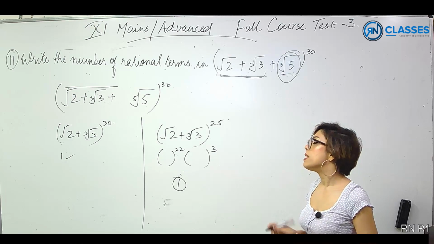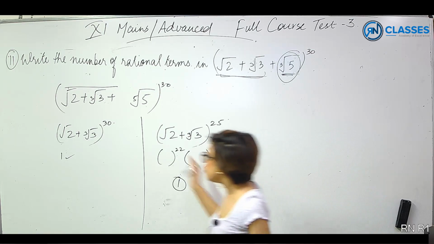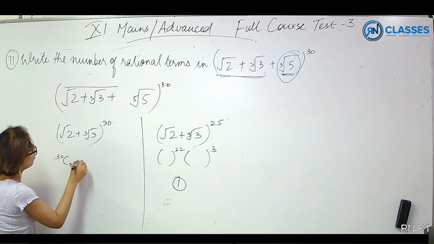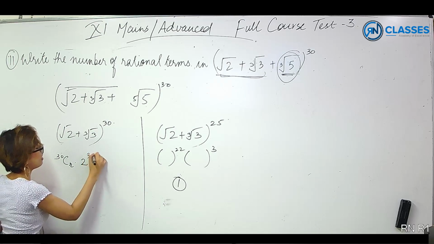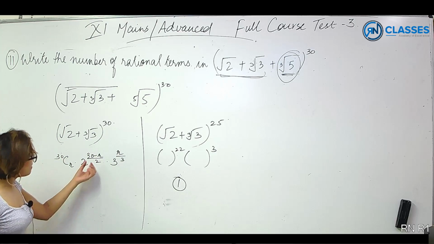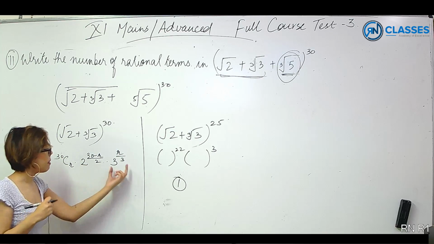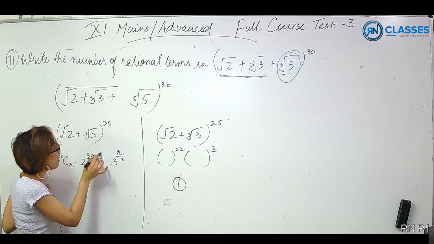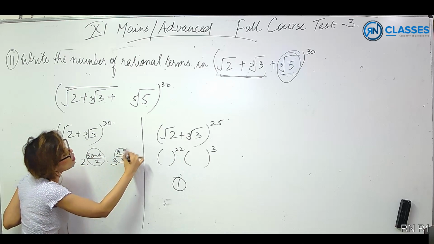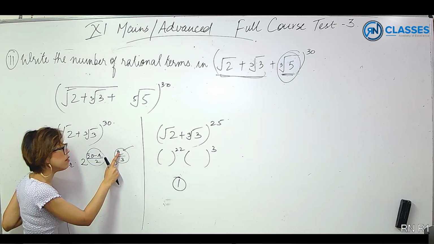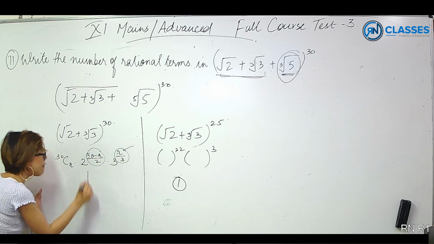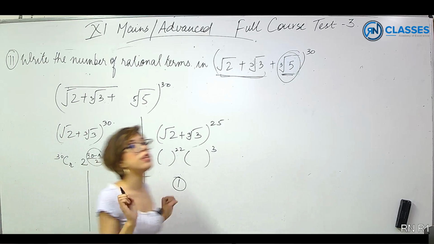What I can do is, I can make use of my general term. Here, if I need to write my general term, it will be what? 30 C R into 2 raised to power (30 minus R) by 2 into 3 raised to power R by 3. I have to make sure that from here also I get a rational term, from here also I will get a rational term. That means, from here I should get some natural number, or maybe a whole number for that matter. That means I will check for R is equal to 0, 3, 6, and so on, and then I will see corresponding to this whether I am getting that or not. In that way, if I study, there is less probability of losing something.